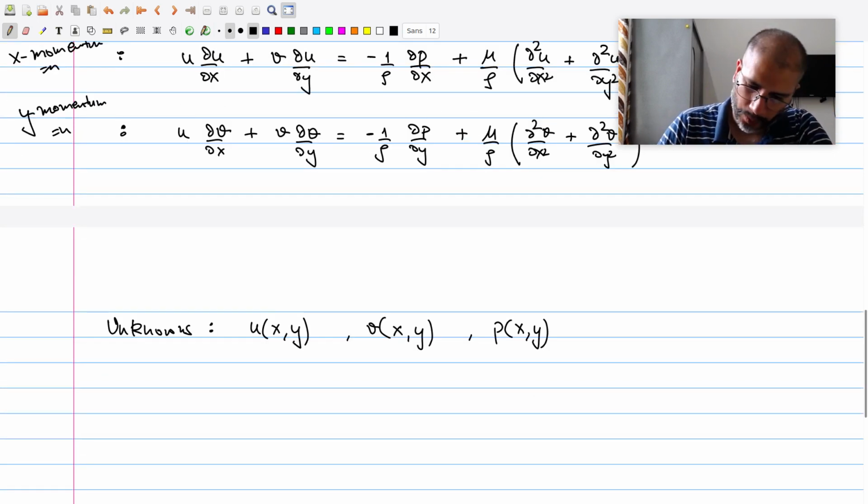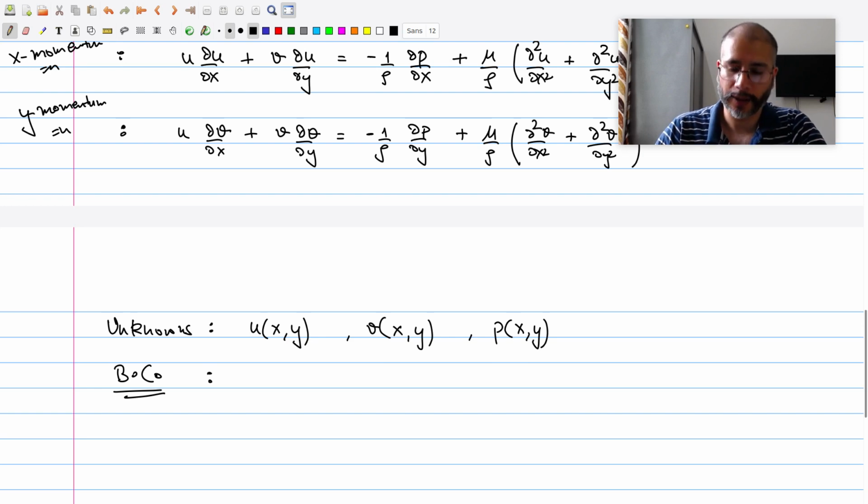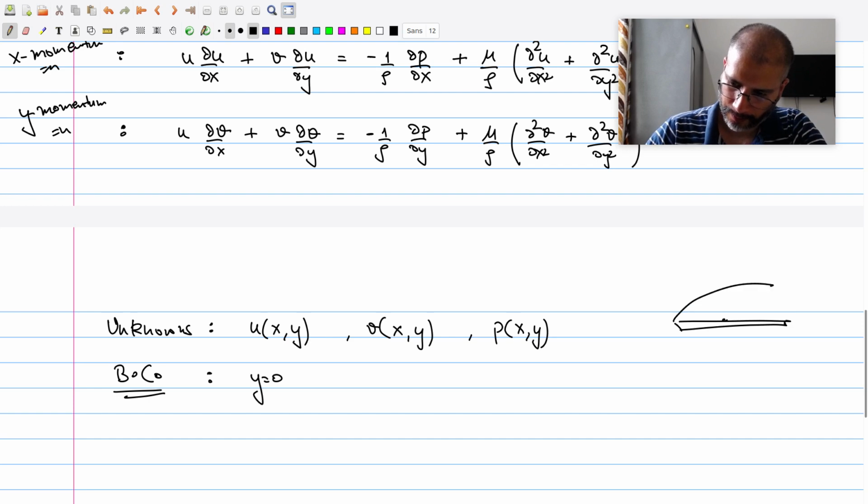Okay, what are the boundary conditions in this case? So if I think of the y boundary, so on the surface that is at y equal to 0, okay, so that's the surface of the plate. So on y equal to 0, we have both u and v are 0. So that's the no slip condition.